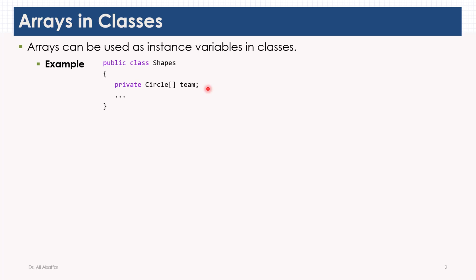So when you create an object from this class, the first thing the system will do is come to the array, allocate memory for it, and then the next step it will go to the constructor.